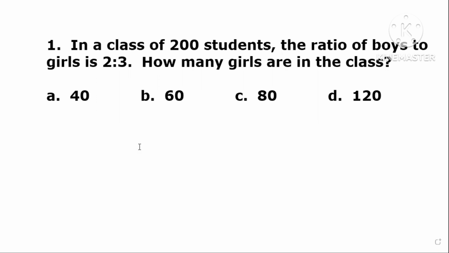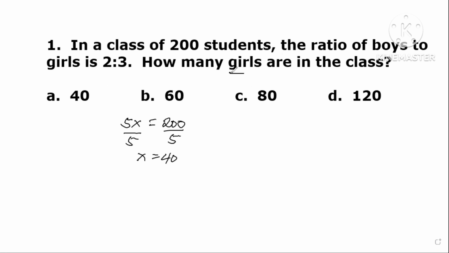Okay, problem number 1. In a class of 200 students, the ratio of boys to girls is 2:3. How many girls are in the class? So, tandaan nyo sa ratio, no? Pag inadd natin yung ratio na 2:3, which is 5, and you multiply it by a certain variable, the product is equal to the total number of students, no? At yung makukuha nating multiplier dito, which is x, we divide both sides by 5, so x is equal to 40. Yung makukuha natin dito, i-multiply lang natin dito sa ratio para makuha natin yung number ng boys and girls.